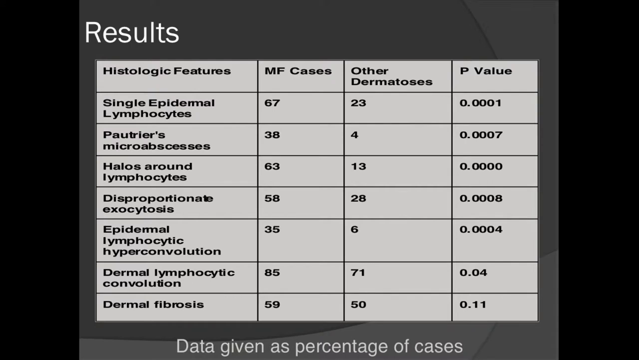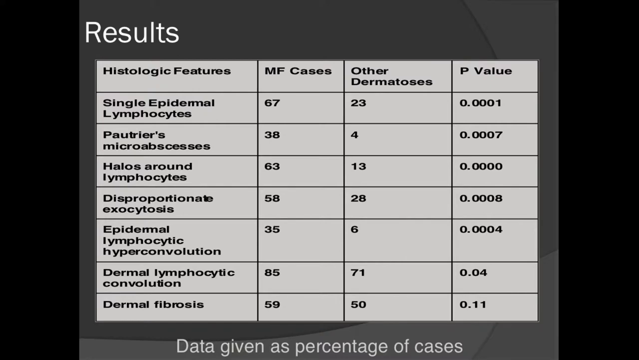And what did we find? Well, single epidermal lymphocytes was seen in 2/3 of the MF cases, but was also seen in 1/4 of the non-MF cases. That's not really very helpful. Pautrier's microabscesses, this is an interesting number I can't really explain. In our little group statistics, we had 38% have Pautrier's microabscesses. That is bizarre. We shouldn't have. We should have had 5, 6, 7%. I don't know why we did, but we did.